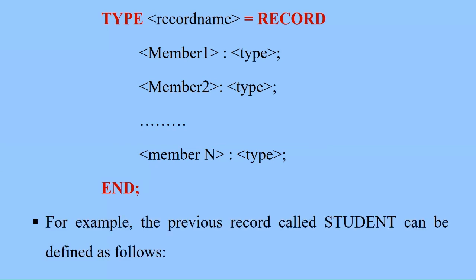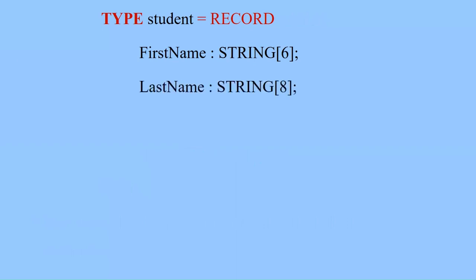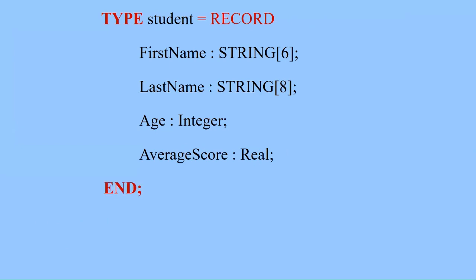For example, the previous record called student can be defined as follows. Type student equals record, then first name of type string, maximum of 6 characters, or size 6. Last name, maximum of 8 characters and of type string. Age, type integer. Average score, type real. And then we have end. So that's how we define a data structure that we call record in Pascal.